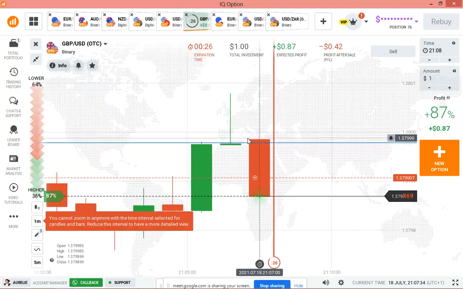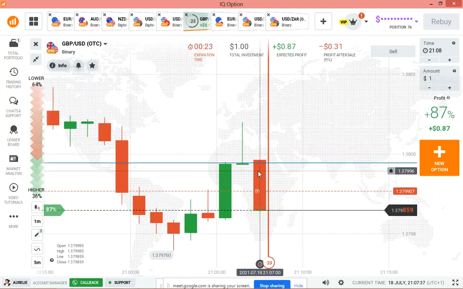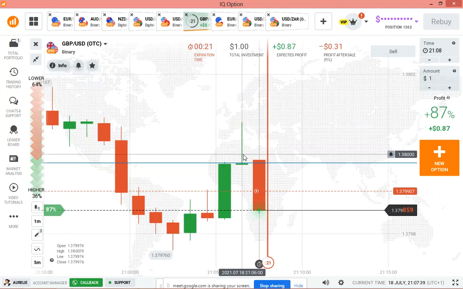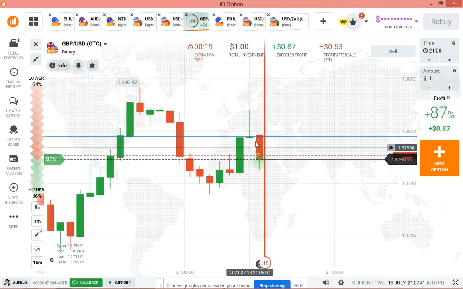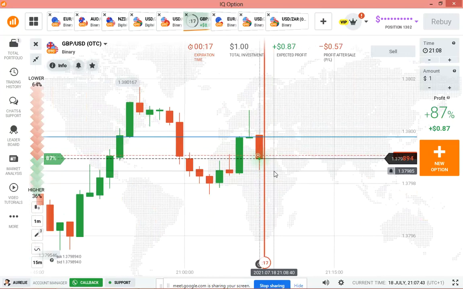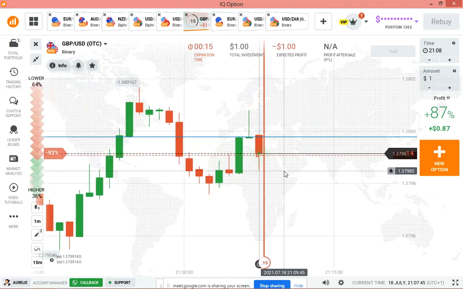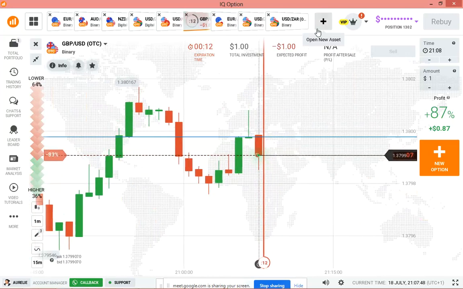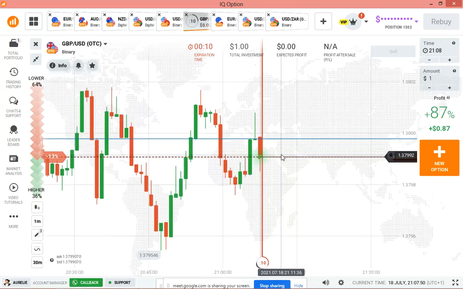Okay, so it's very weak. Yes, the buyers are weak, sellers will enter. So we can expect sellers' entry here.